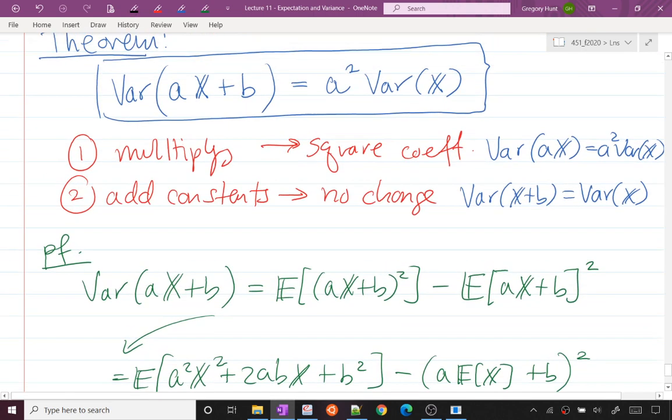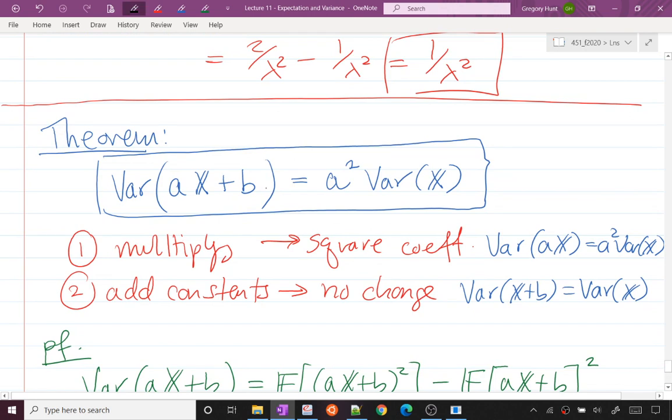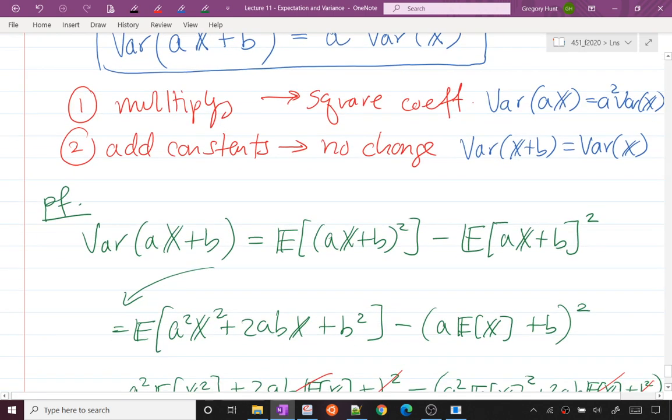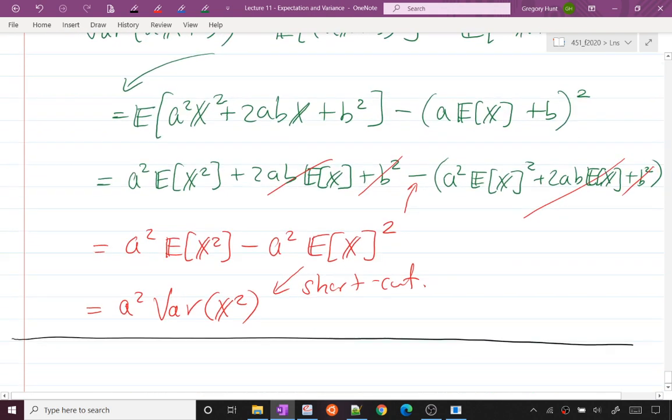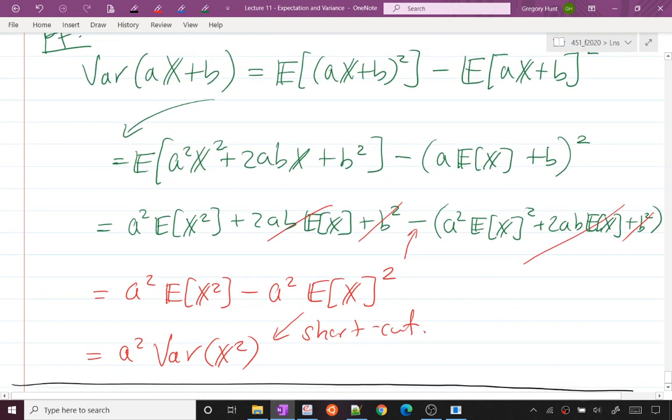So unfortunately, it's not quite as nice that you can just push all constants out of variance like you can with expectation. But it's not a bad formula. You actually can ignore additive shifts, which can be really, really useful. And the multiplicative constants just come out as squares. So let's leave it there. That's a tour de force on expectation and variance.